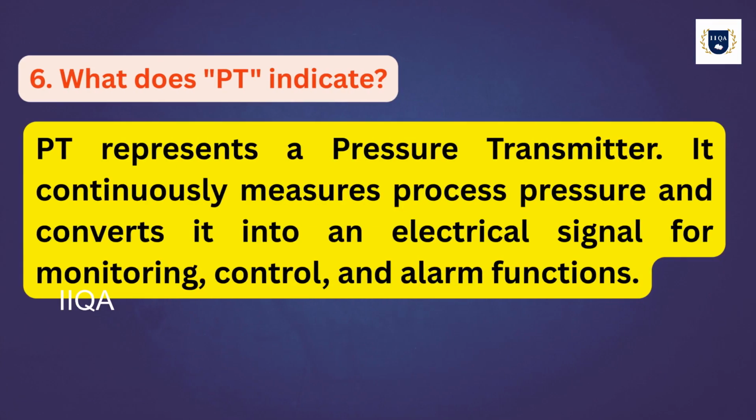What does PT indicate? PT represents a pressure transmitter. It continuously measures process pressure and converts it into an electrical signal for monitoring, control, and alarm functions.